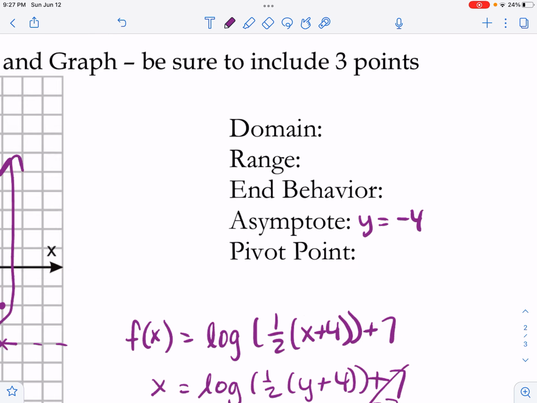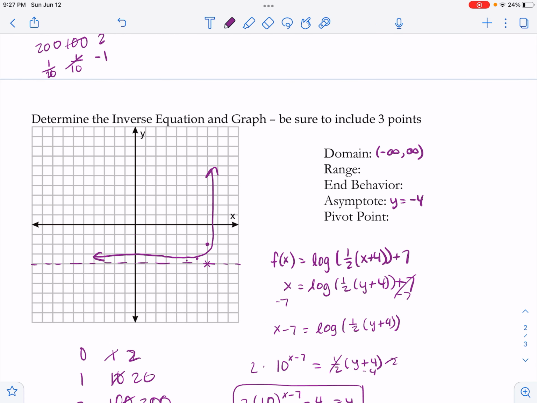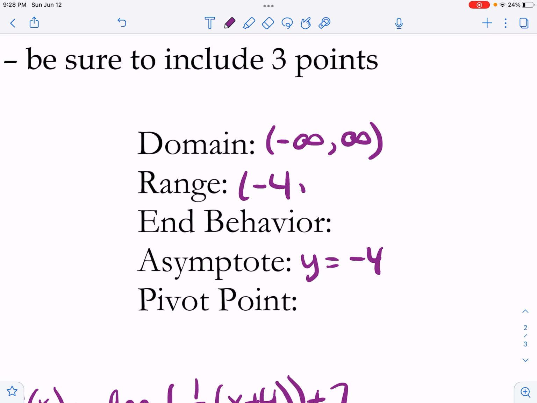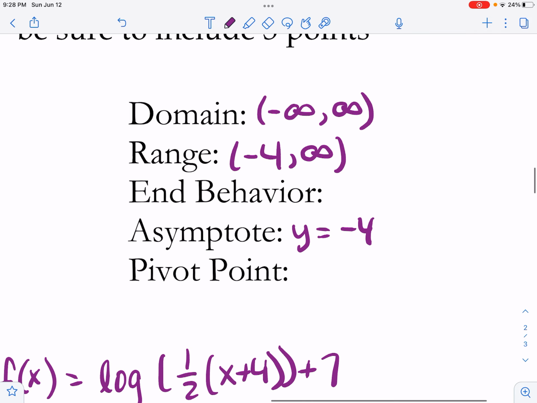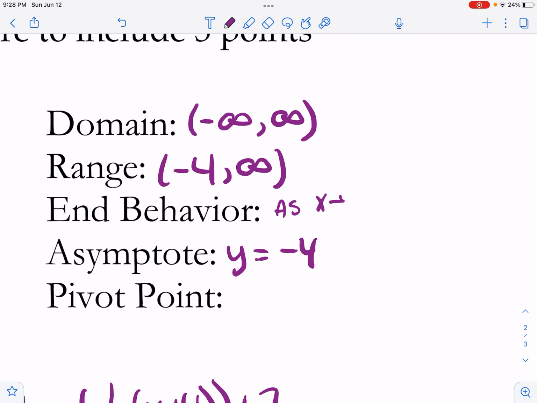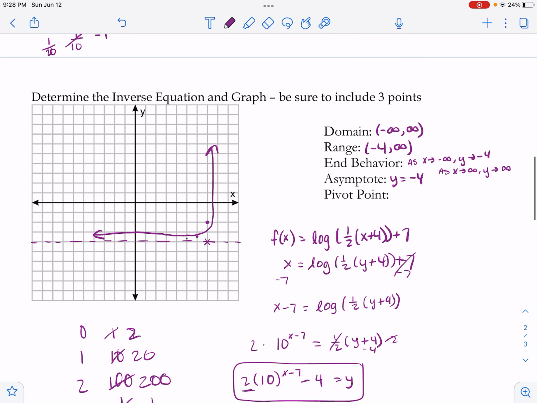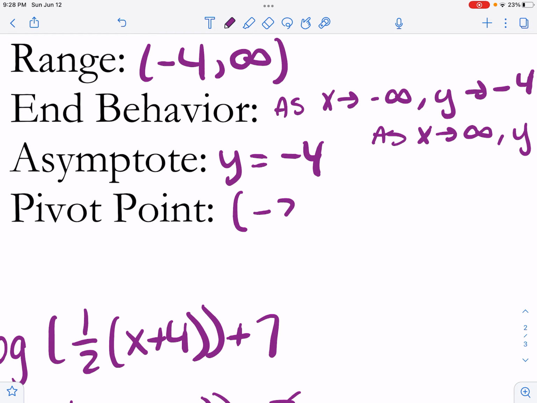So we know that our domain is going to be -infinity to infinity. Our range is going to be -4, infinity. Our end behavior would be as x is equal to -infinity, y is equal to -4, and as x goes to infinity, y also goes to infinity. And our pivot point, again, would just kind of be the opposite of our last one, so -2, 7.